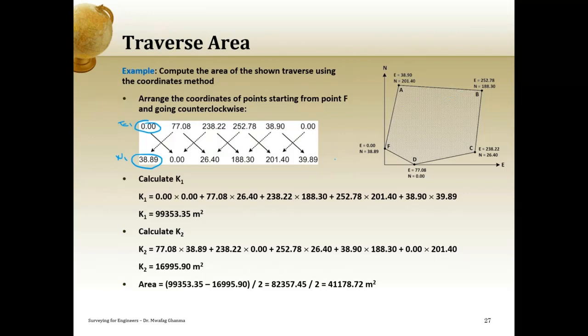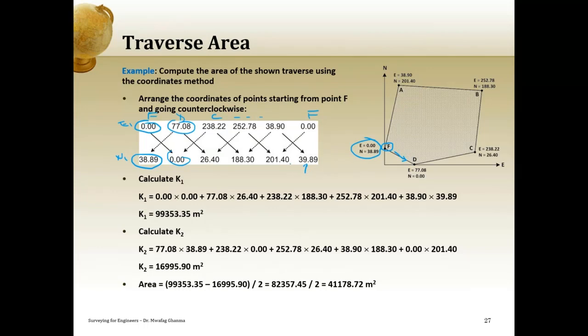E1, which was 0, started from point F. And then we went to 77 and 0, going counterclockwise, and this is F, and this is D, and this is C, etc. What is this? This is point F again, which is 0 and 38.89, 39.89. Oh, that's okay.